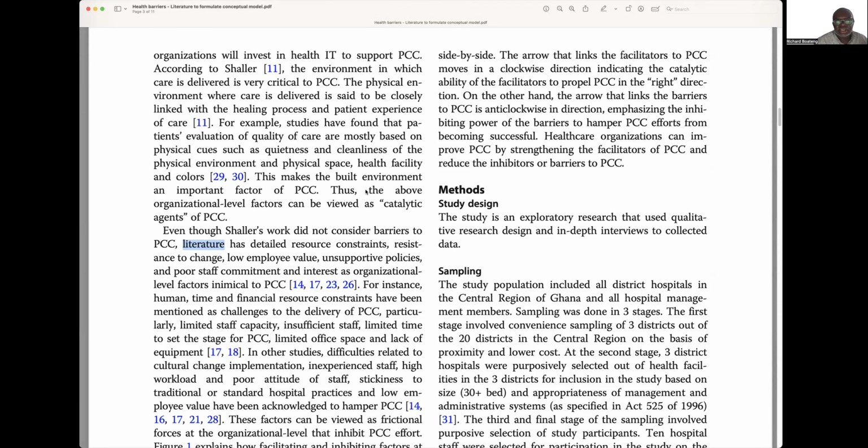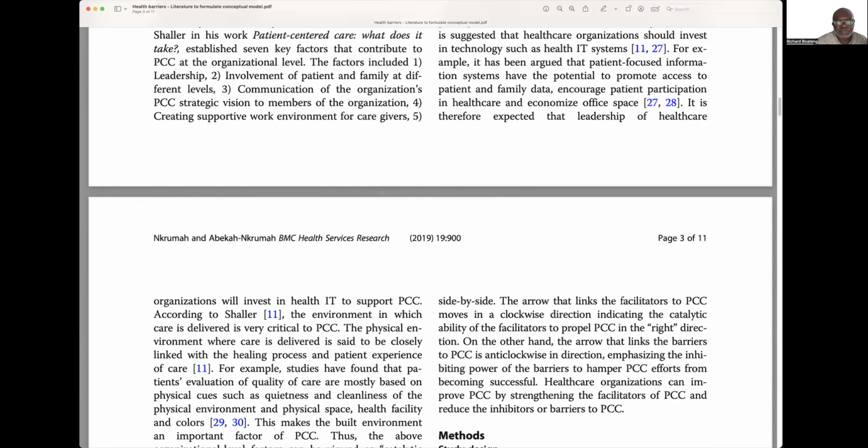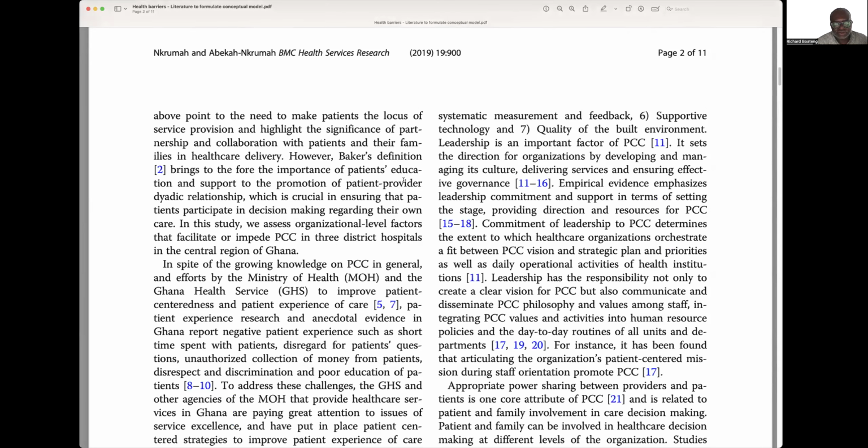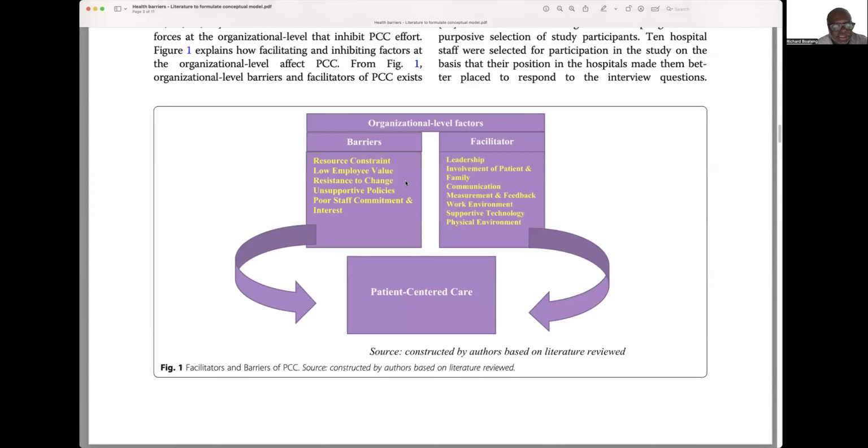And in that case, what the person then does is that he puts the PCC factors together. The primary barriers are here, and then the facilitators are here, and they come together to solve a problem, patient-centered care. Okay. So that is how sometimes when people speak from literature, they may end up showcasing it in their work schematically. Now let's look at the last one that doesn't have any type of theory.